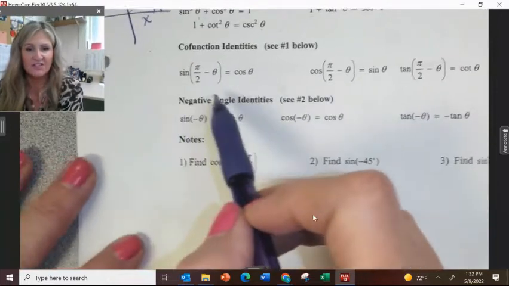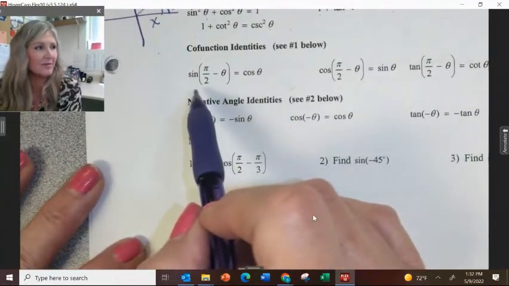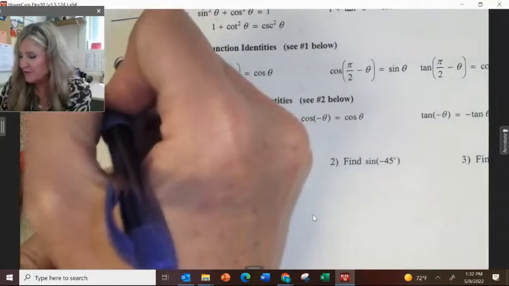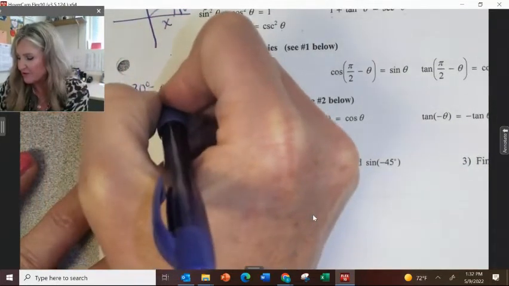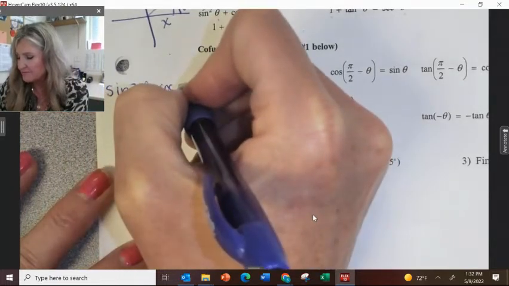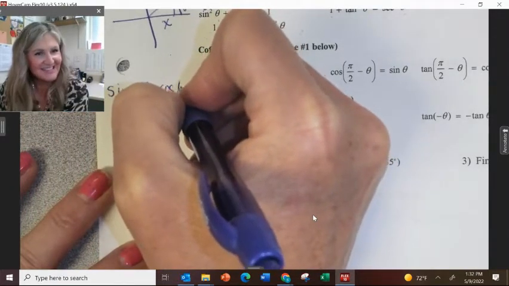All right, cofunction identities. These are things you probably have already noticed. For example, have you guys noticed how the sine of 30 degrees is the same as the cosine of what? 60 degrees.